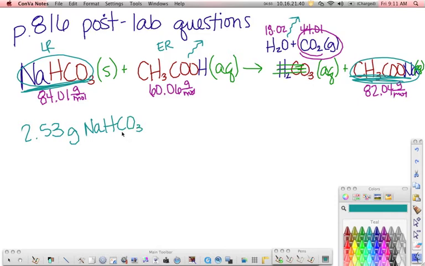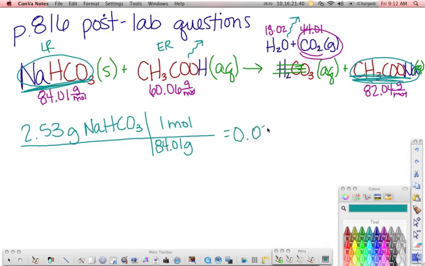And then it says to convert that to moles. So to convert this to moles, we just simply have to use that molar mass that we figured out up here. And so 84.01 grams is equal to 1 mole. And that works out to something. I don't have a calculator. Give me just a minute. So 2.53 divided by 84.01 gives us 0.0301 moles of sodium bicarbonate.